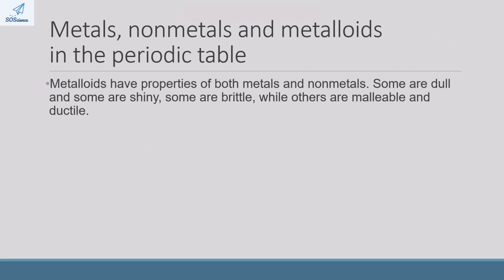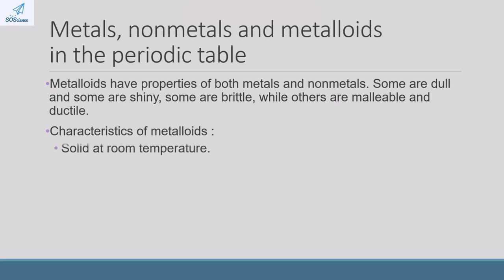Metalloids have properties of both metals and nonmetals. Some are dull, some are shiny. Now remember that nonmetals are dull and metals are shiny. Some semimetals are brittle, like nonmetals. Others are malleable and ductile, like metals. But what we can say about the characteristics of metalloids is that all metalloids are solid at room temperature.